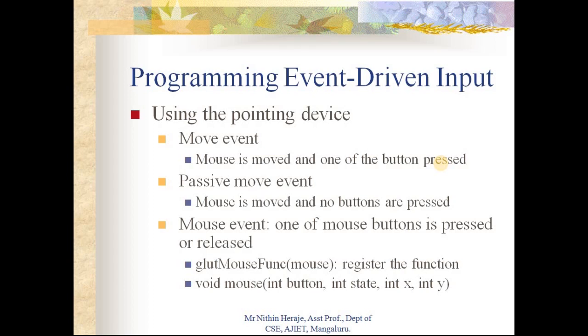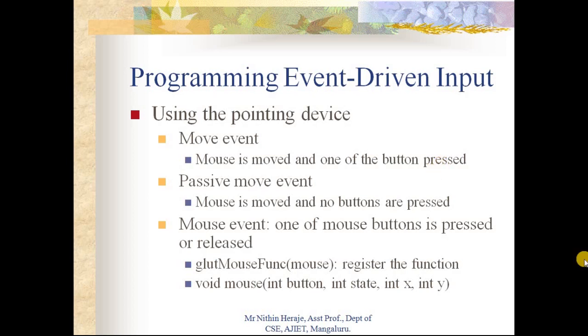Next is the passive move event, where you just move the mouse and the event is generated. You don't have to press any button. The third one is a mouse event. When one of the mouse buttons is pressed or released, it generates an event. Pressing would be one event, and releasing the mouse button would be another event.